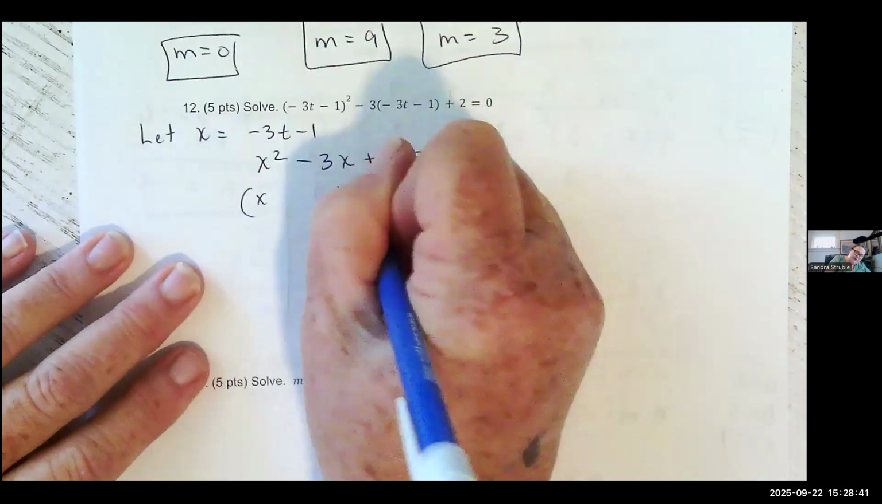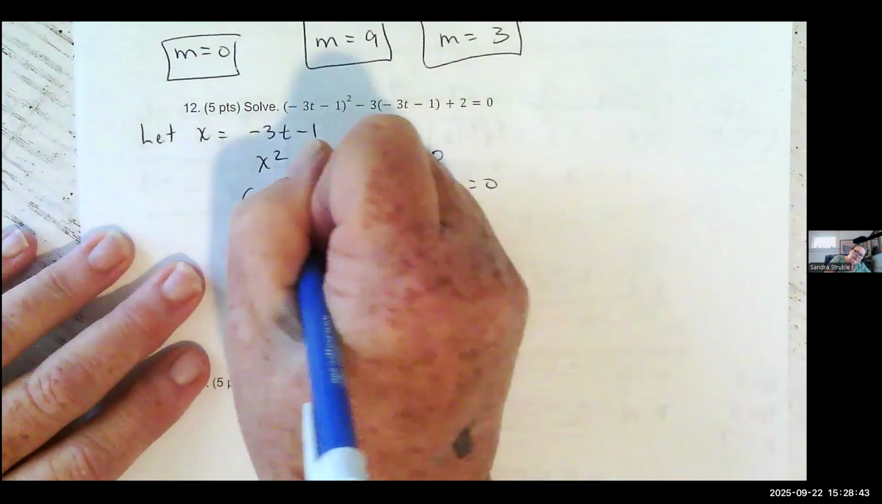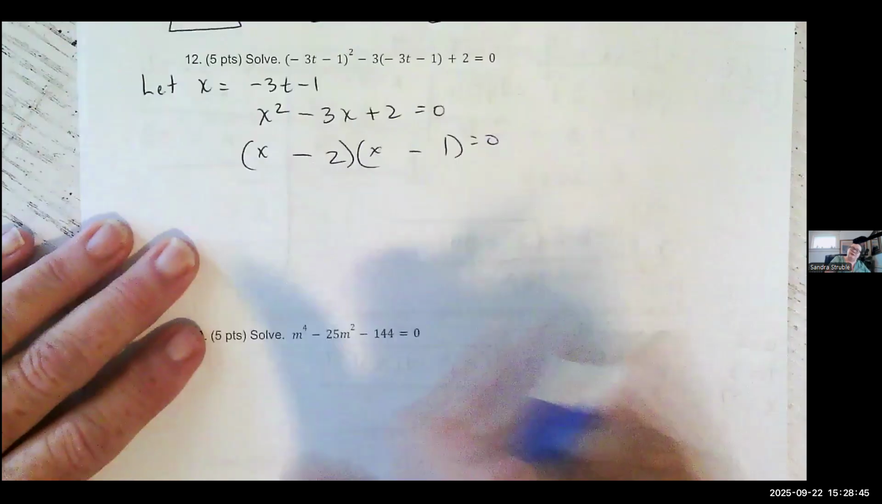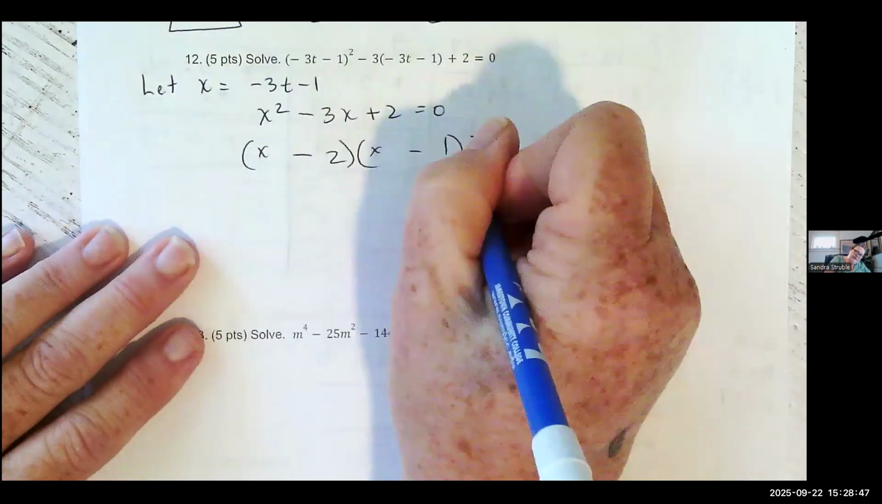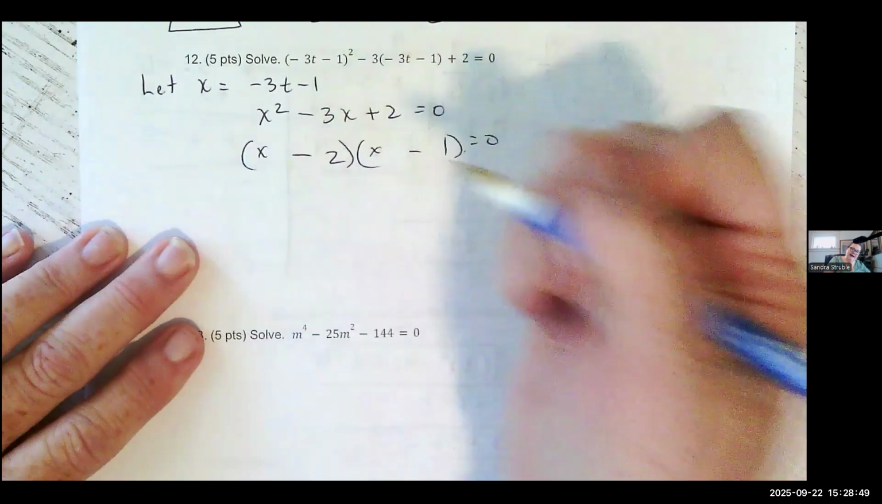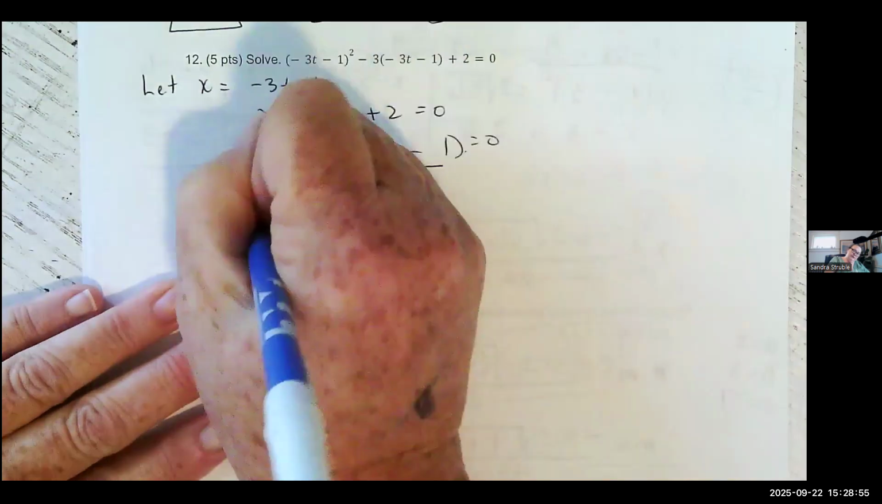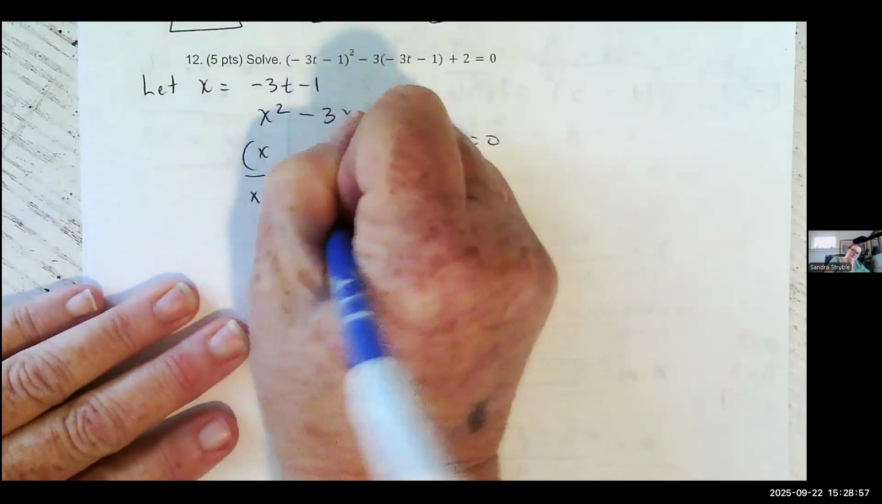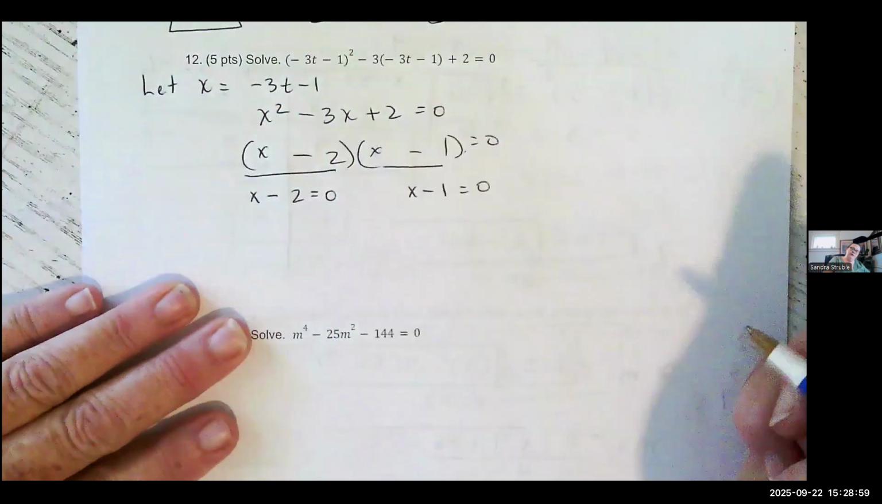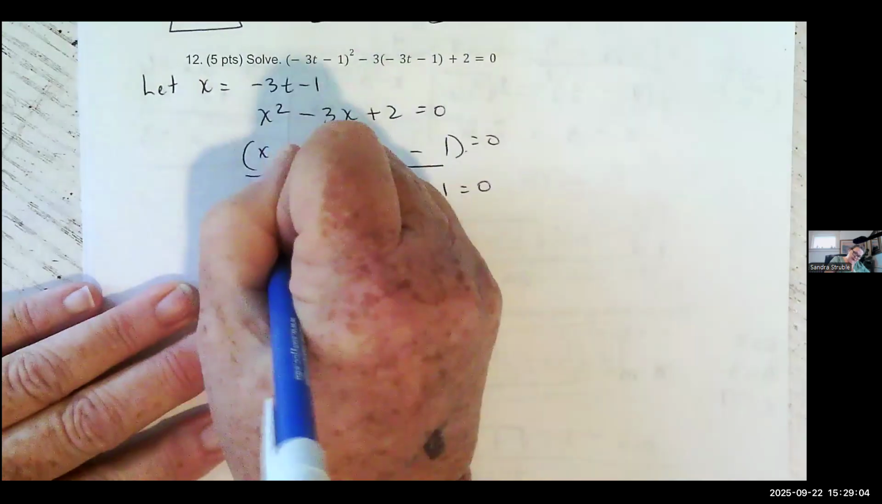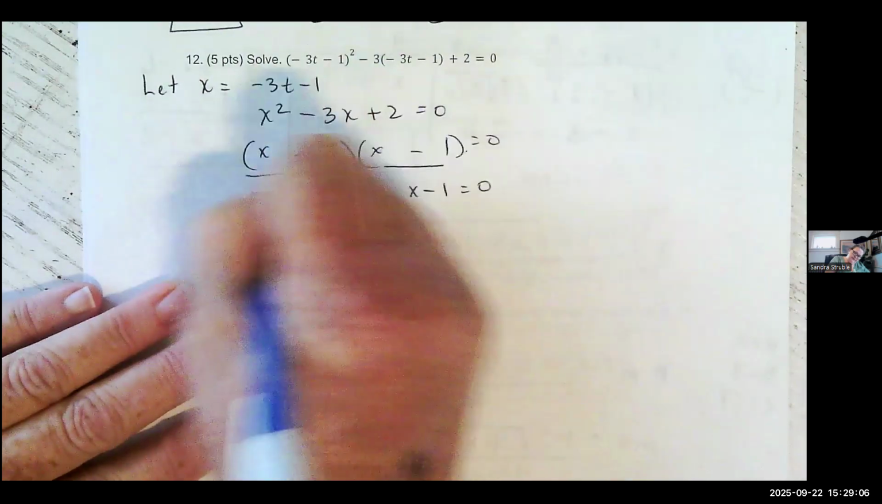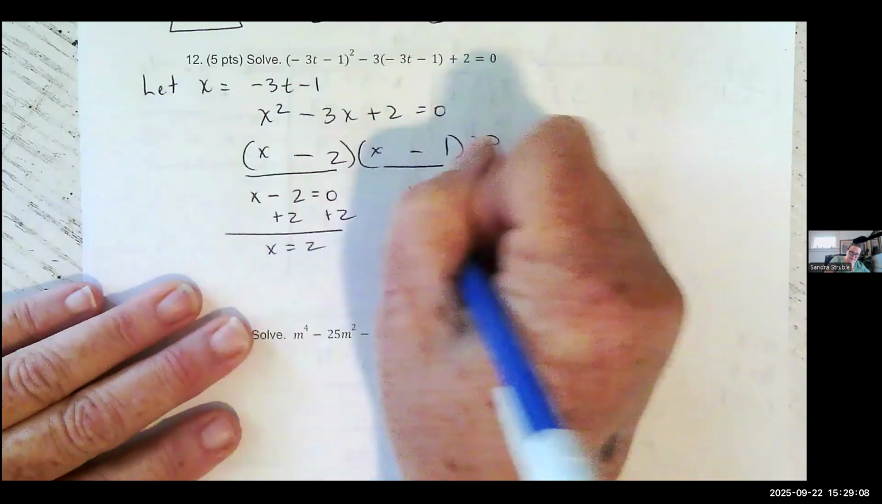x and x, 2 and 1. And they're both negative. Check your OI, make sure it works. So outer is negative 1x, inner is negative 2x. They add together to give me negative 3x. We are golden. I set each of these binomials equal to 0. And I know in class we went ahead and solved for x. So add 2 to both sides. Add 1 to both sides.